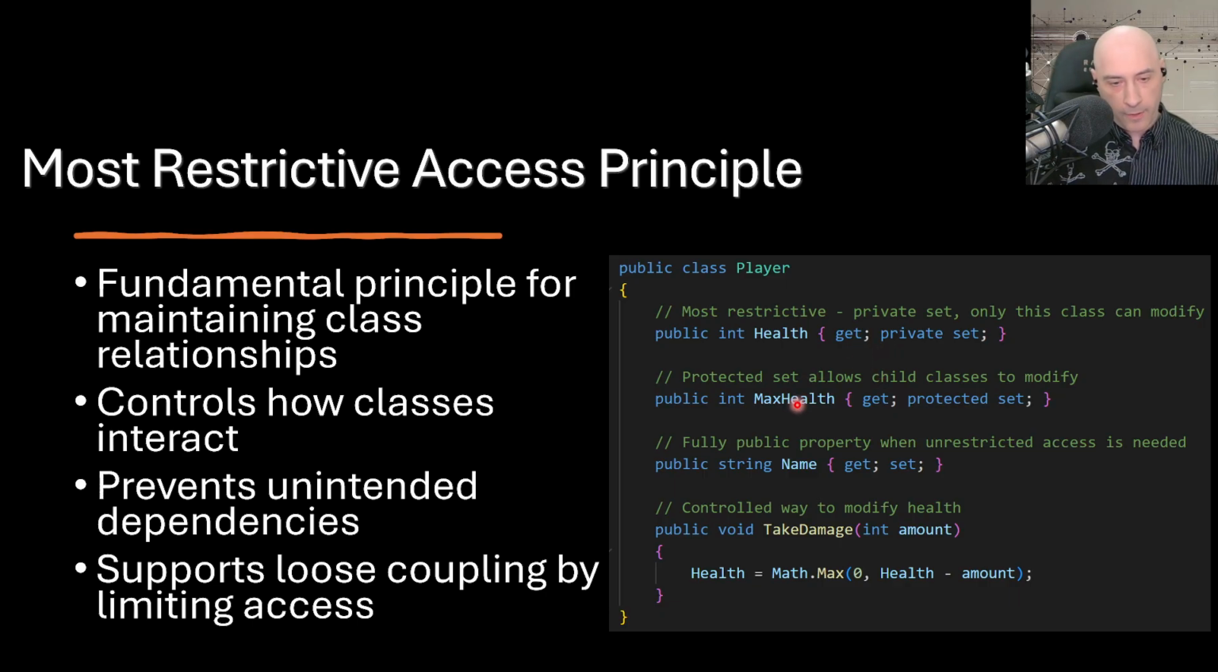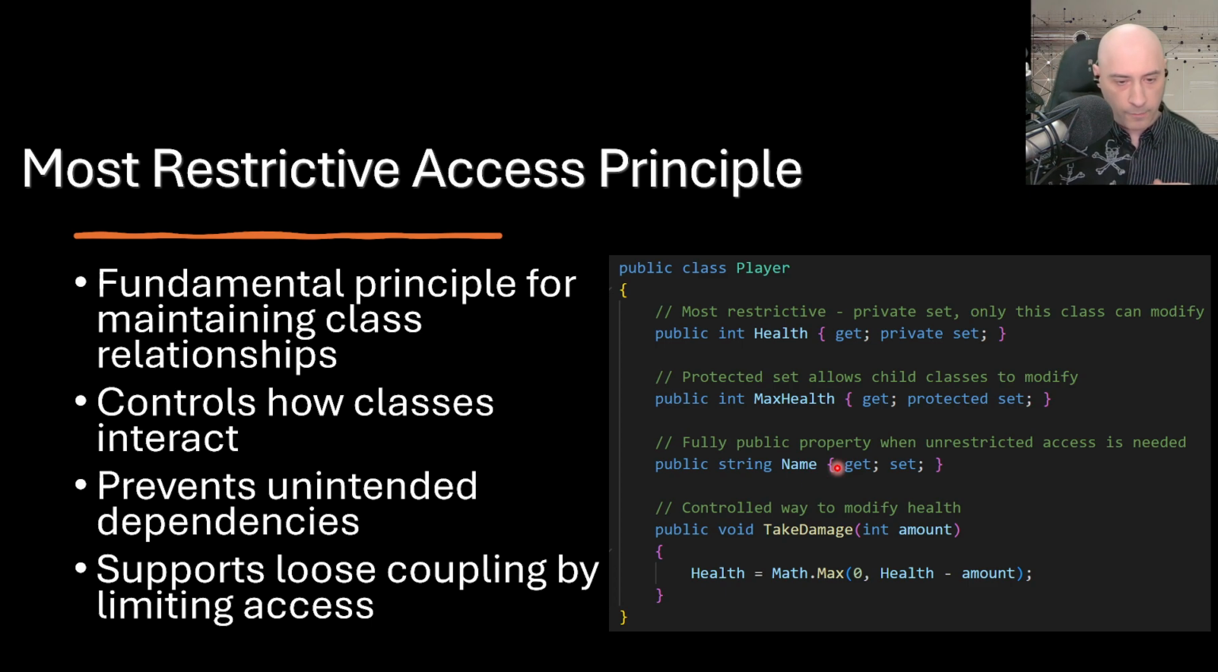Next, we have the max health property. Here we have a getter, same as public with health, but we have a protected setter. So this means that any class can read the maximum health, but only the player class and its children can modify it. This is useful when you have derived classes like, say, a boss player or a hero player, and we need to adjust their maximum health appropriately based on their special abilities or level ups.